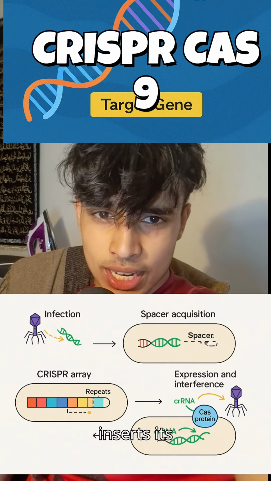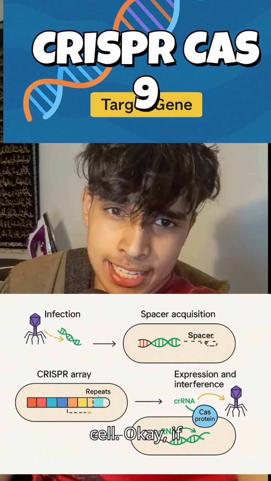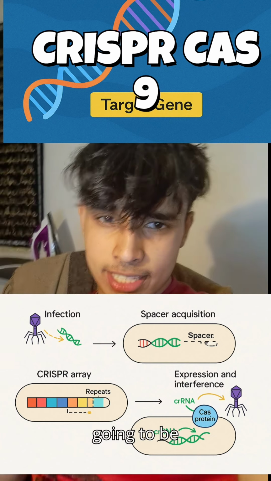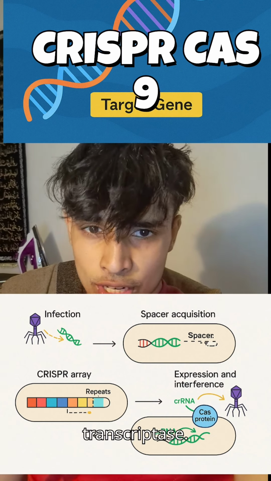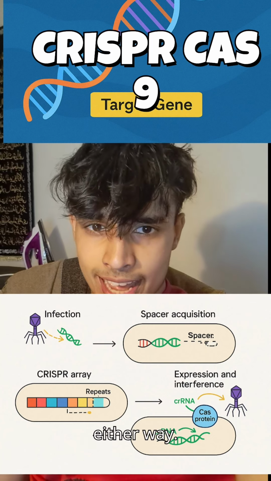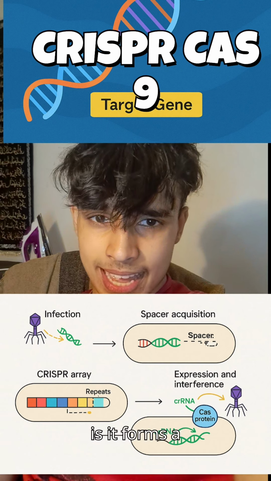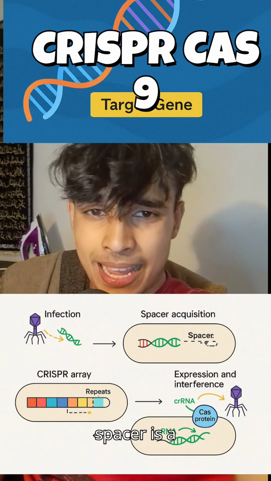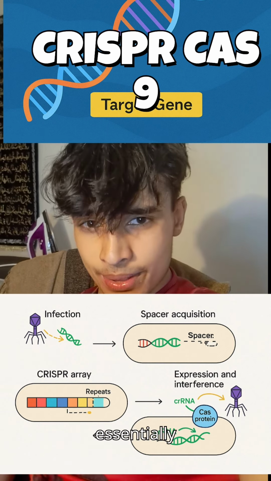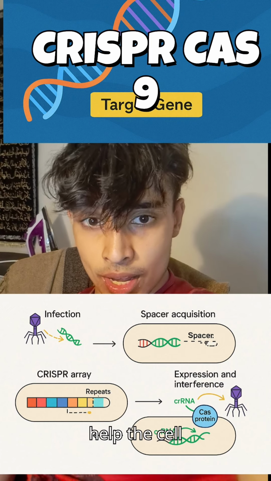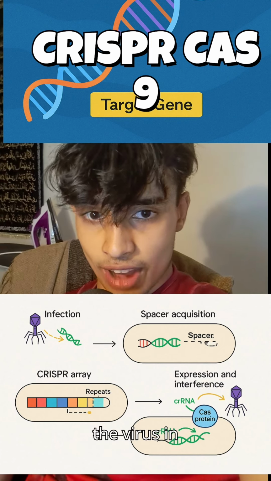A bacteriophage inserts its viral RNA or DNA into the cell. Okay, if it's RNA, it's going to be converted to DNA anyway through reverse transcriptase. So basically you have DNA either way. The DNA is bound by a Cas molecule, and what happens then is it forms a spacer. A spacer is a sequence of DNA bases that essentially helps the cell recognize the virus in the future.